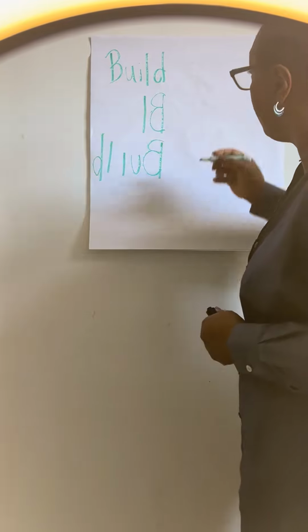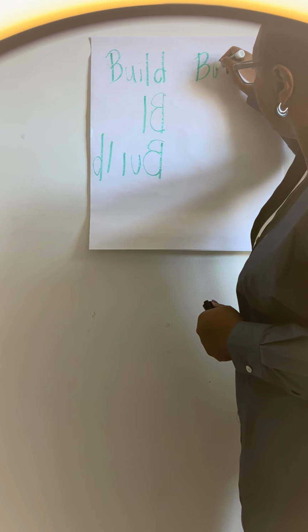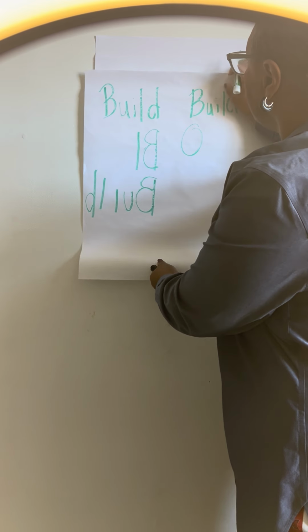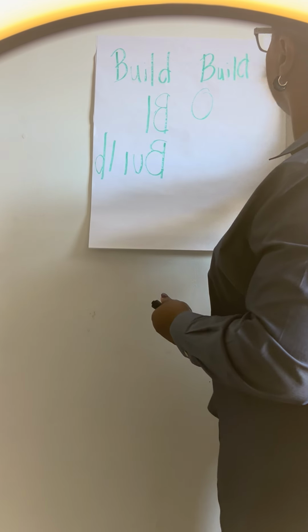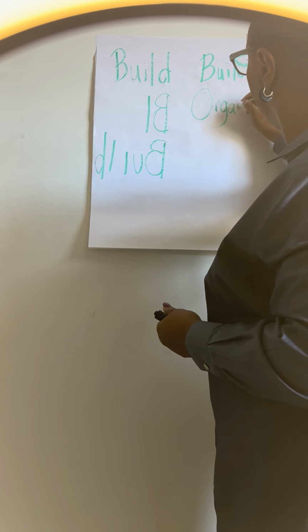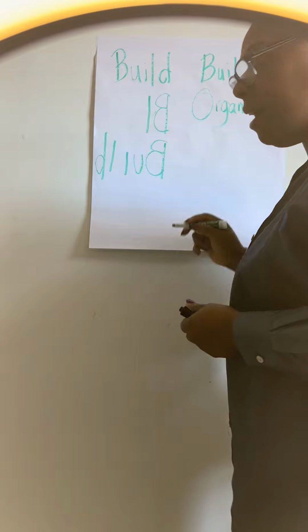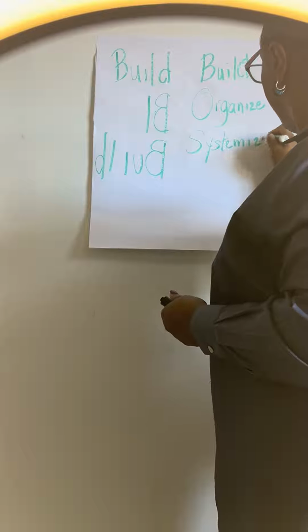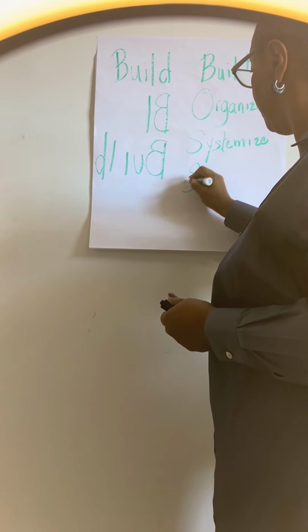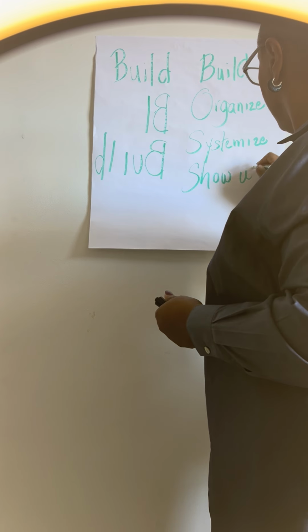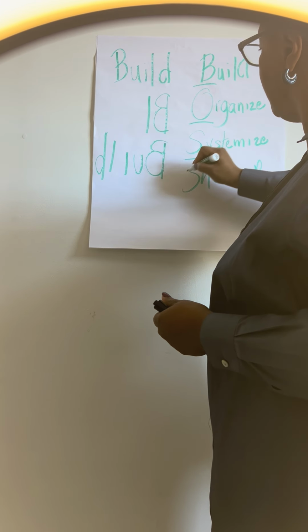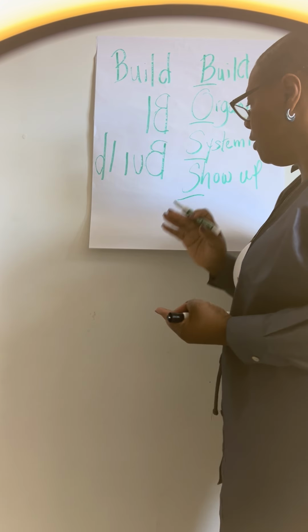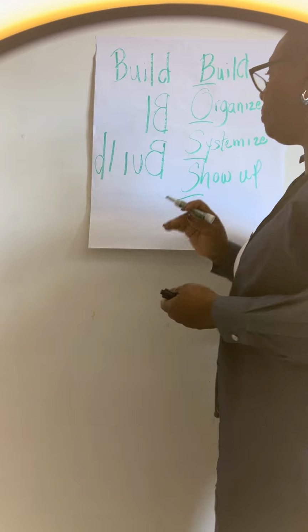We have to be able to build. So that's the B. Organize. Systemize. And then show up. BOSS. That's a boss. You build, you organize, you systemize, and then you show up. And I want to show you how you do that.